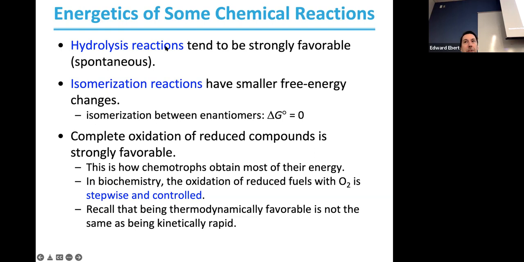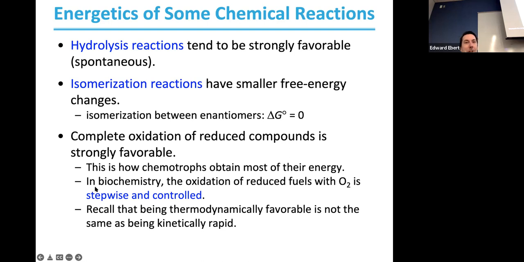Hydrolysis reactions tend to be very favorable, so they will often occur spontaneously. Isomerization reactions, where we're kind of rearranging the molecule, tend to have smaller free energy changes. A lot of times, I know we talked in Biochem 1 about our glucose and how it can be linear and it can circularize and then go back to linear. That is a very small free energy, so it's kind of constantly opening that ring and closing that ring to make our linear versus circular form. And of course, complete oxidation is strongly favorable. This is how most of us chemotrophs get our energy.